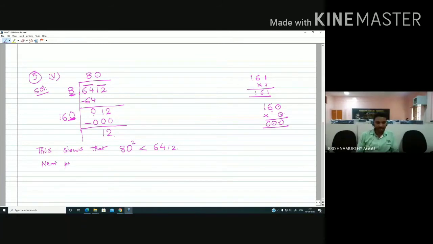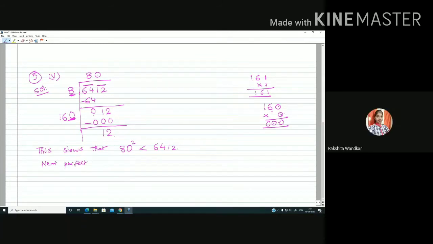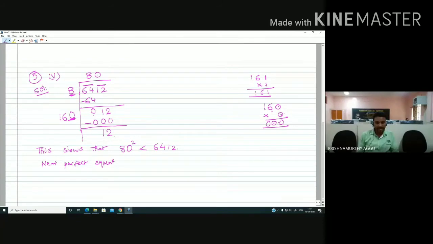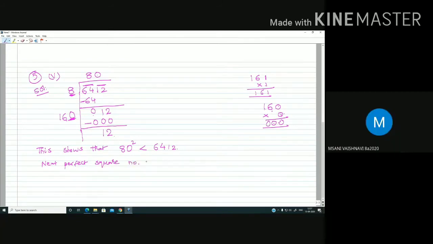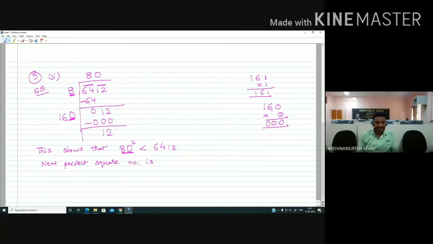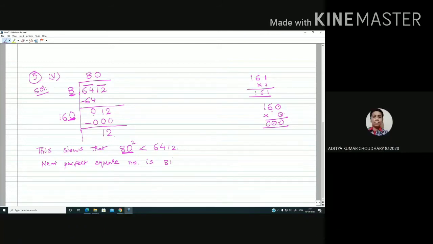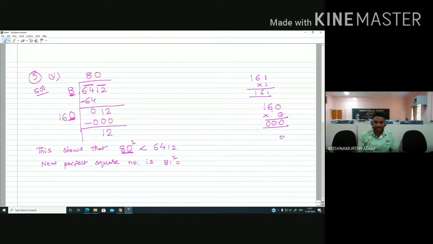The next perfect square number is 81 square. 81 square. If you don't know the technique, I will tell you.